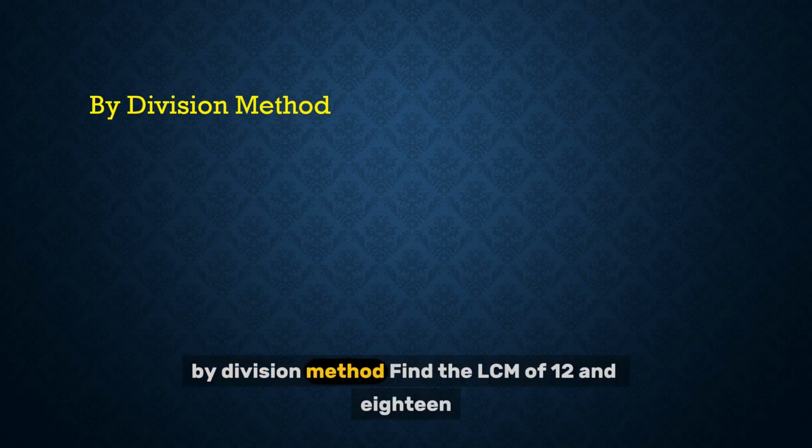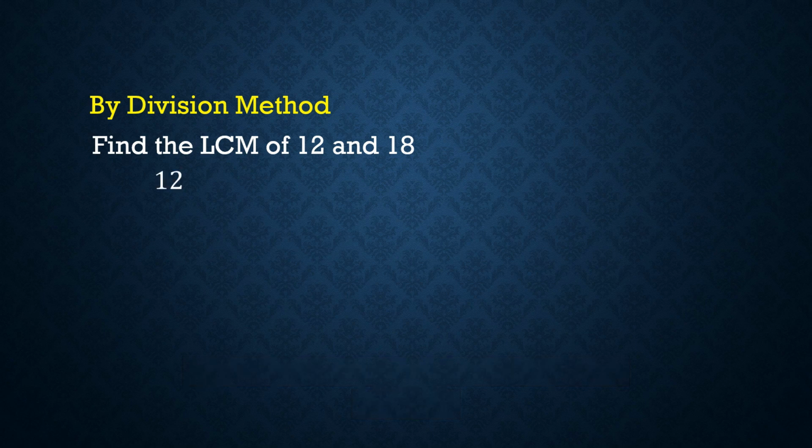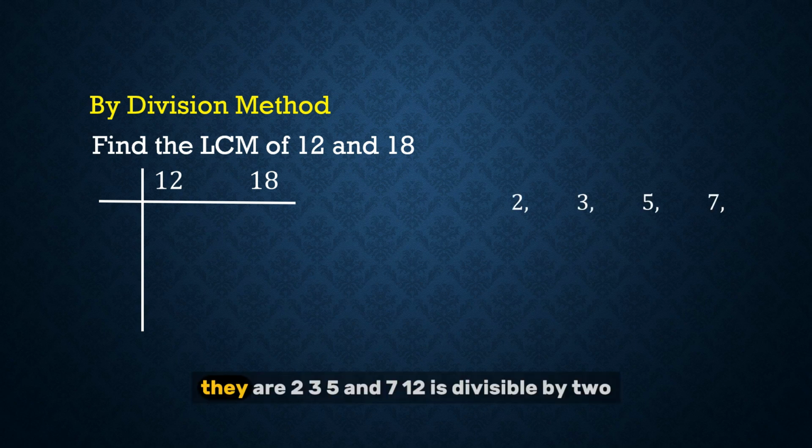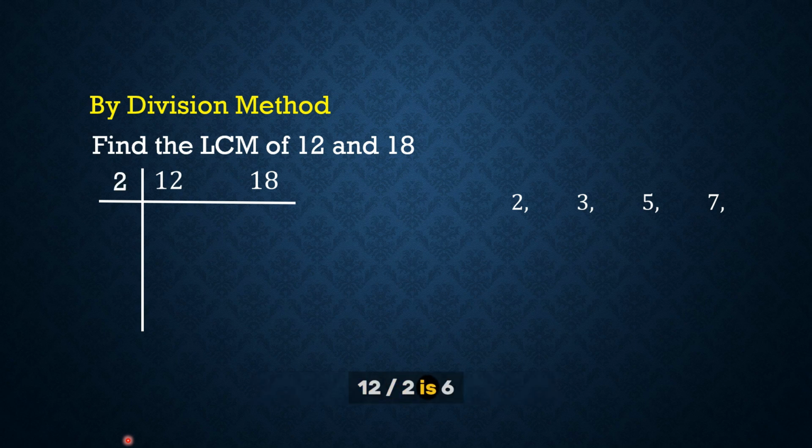By division method, find the LCM of 12 and 18. So we write 12 and 18. Then on the right side, write the first four prime numbers. They are 2, 3, 5, and 7. 12 is divisible by 2. 18 is also divisible by 2. So we can start dividing by 2. 12 divided by 2 is 6. 18 divided by 2 is 9.